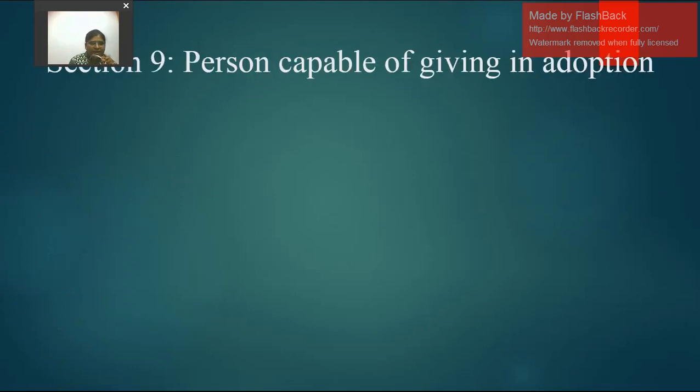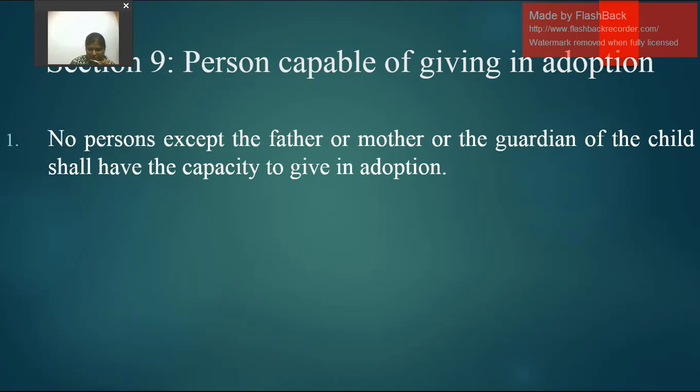So coming up to the next slide, section 9, which gives the explanation of persons capable of giving in adoption. So let's see what subsection 1 says. No person except the father or the mother or the guardian of the child shall have the capacity to give in adoption. So here three categories are recognized. First is father, second is mother and the third is the guardian.